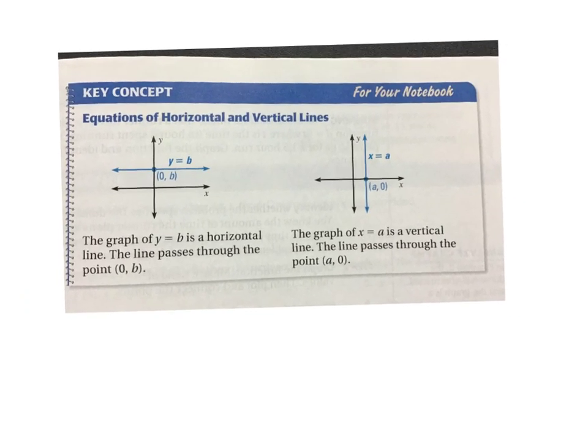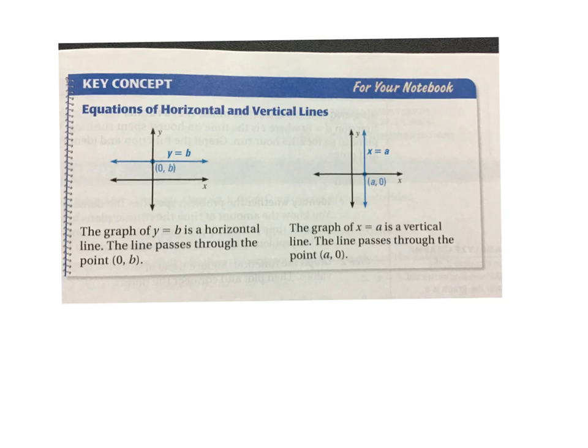Okay, so you have put the key concept in your journal. If you haven't, make a note to go back and do that. It's the blue key concept up at the top. It's everything we just talked about. Equations of horizontal and vertical lines. Horizontal lines, you'll always have y equals a number, and vertical lines, you'll have x equals a number.